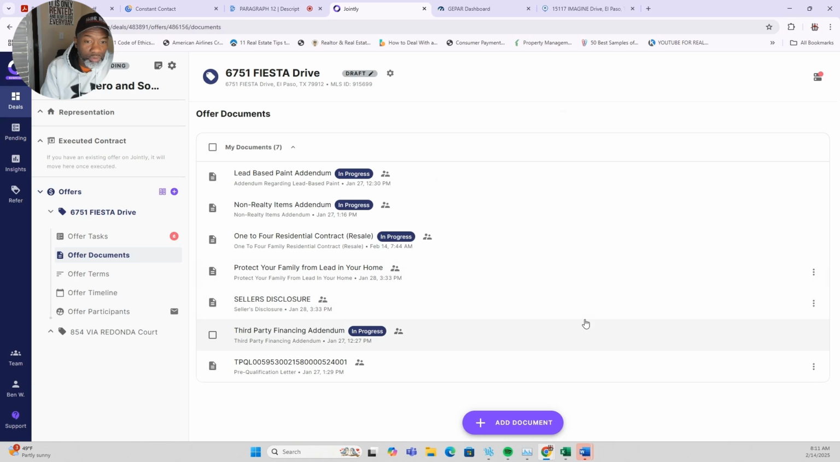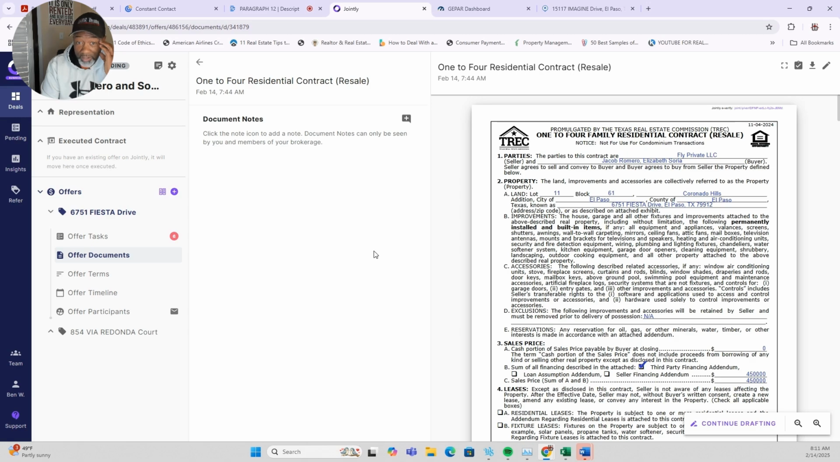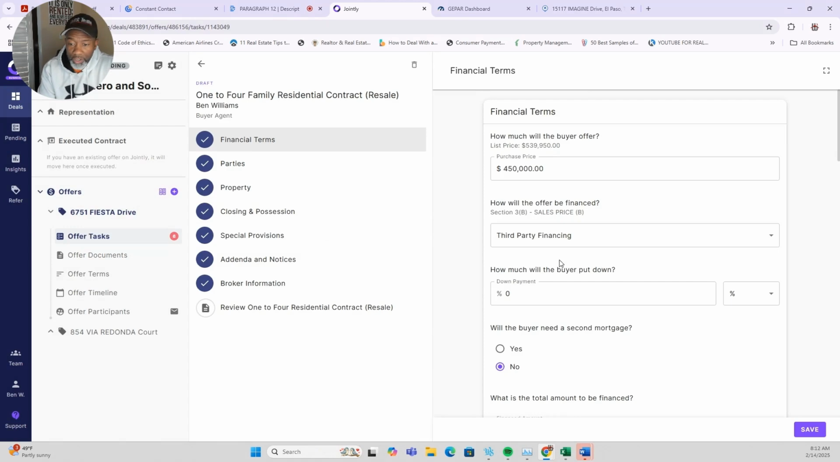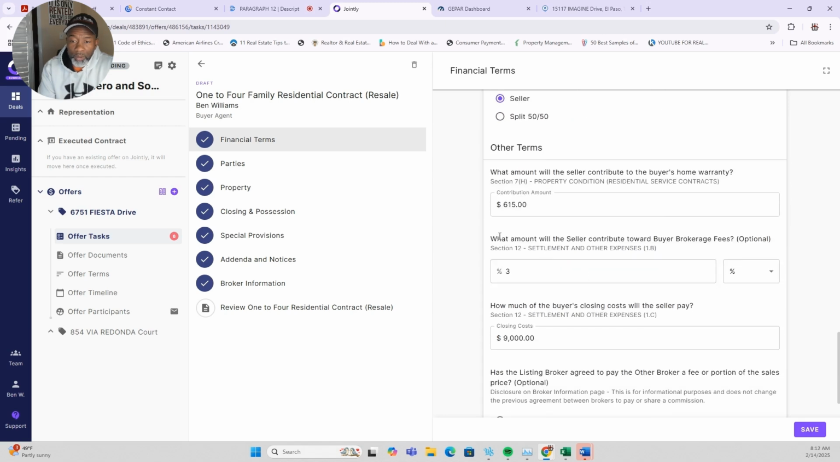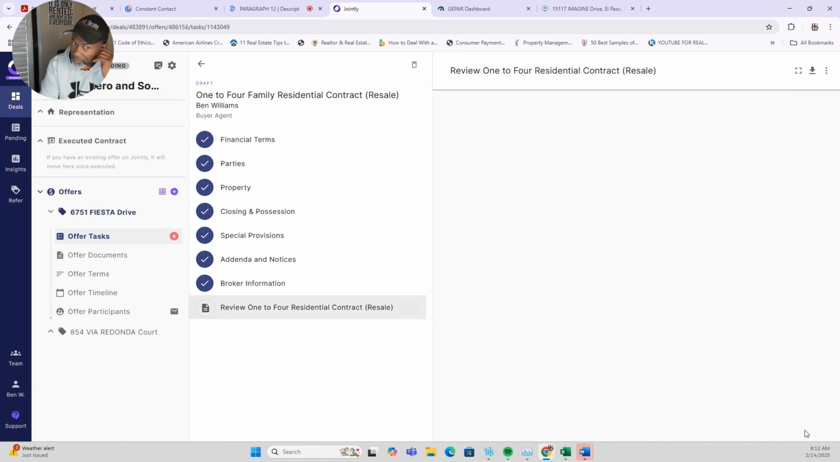Let's go to this one. In this case, the seller is agreeing to pay. Let me make sure they're right. Confirm. In financial terms, when we go down to what amount the seller contributed to the buyer's broker fee? We will put 3% there, right? Right. Now we're going to put it in 12A1B. That's where it's going to be at. Closing costs is totally different, right? That's going to be specified. Has a listing broker agreed to pay, but we don't need that. We'll hit save.